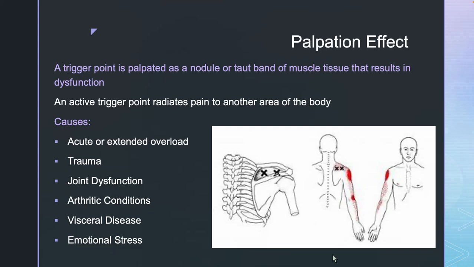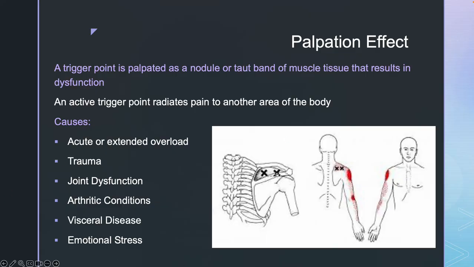Palpation effect. A trigger point is palpated as a nodule or a taut band, typically of muscle tissue, that results in dysfunction. A lot of the time the dysfunction would be pain or loss of range of motion, something like that. An active trigger point radiates pain to another area.